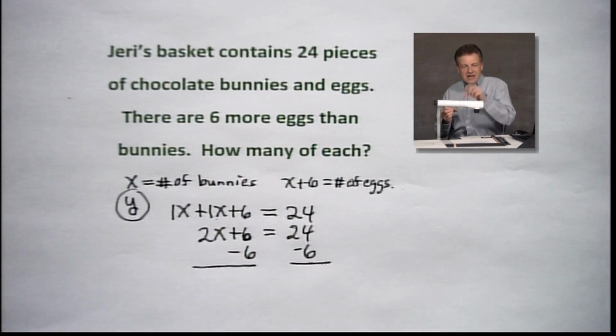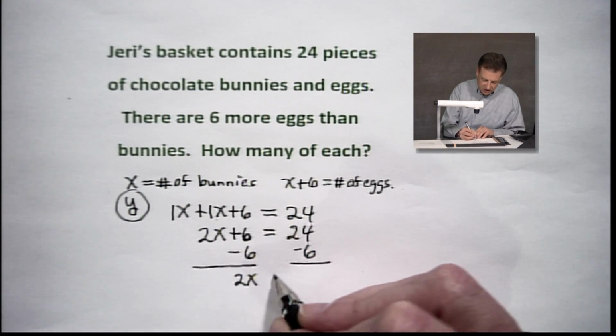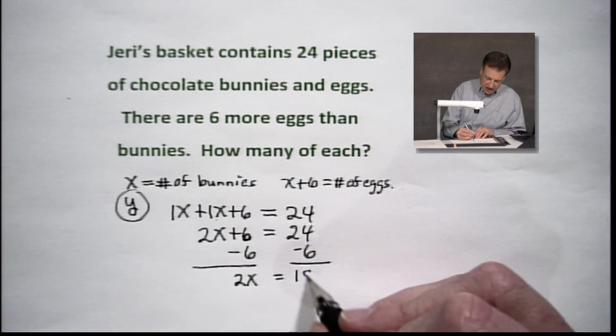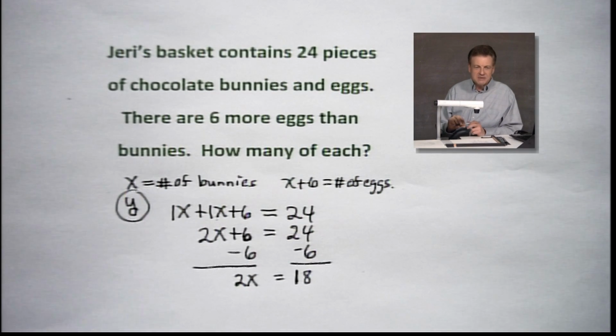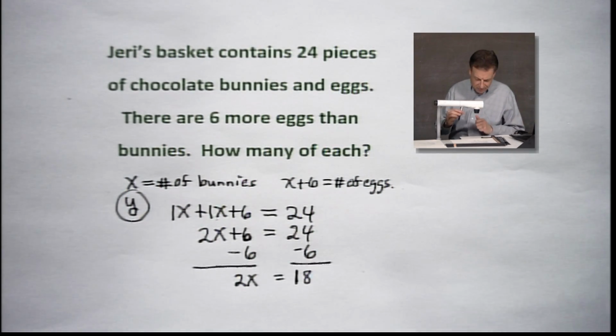There we go. We have the 6's going away, leaves it with 2x. Over here, we got 18, because that's how we subtract 24 minus 6. Think about your money if you're wondering. That would leave us with 18, but in this case, we're talking about x being bunnies, chocolate bunnies nonetheless.